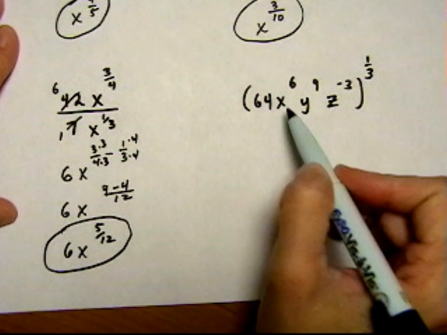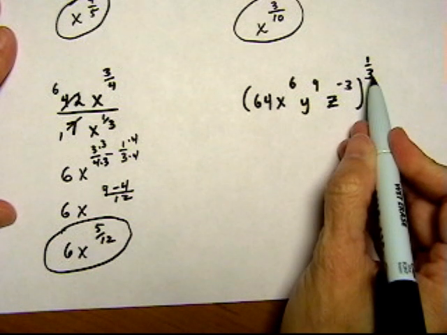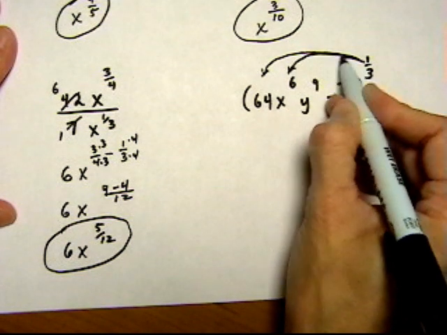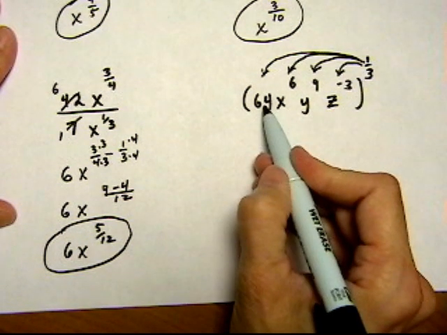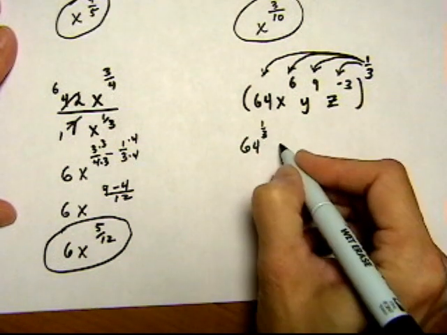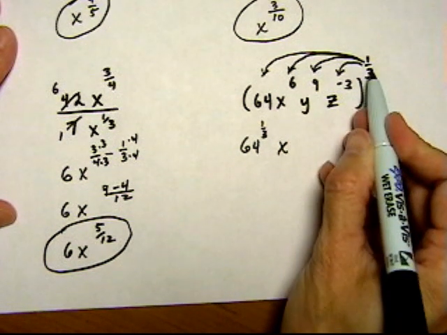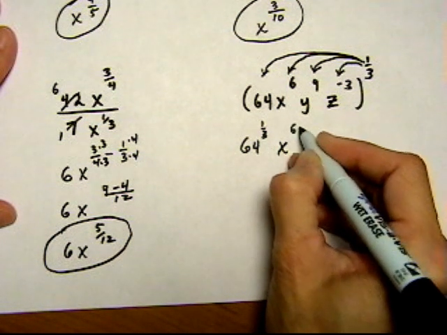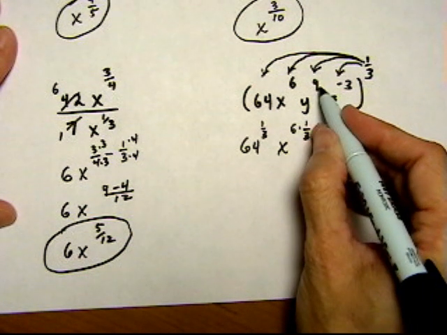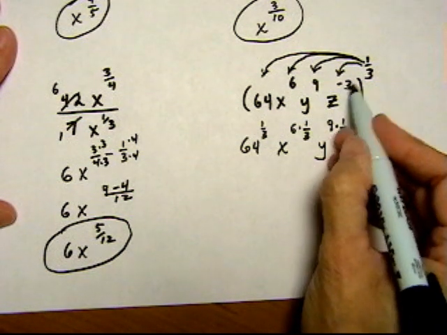And our last problem, we have a bunch of factors or items being multiplied together, all raised to a power. That means that each of these factors gets the power. So that's 64 to the 1/3, x to the, now this already has an exponent, so it's a power to a power, multiply, so 6 times 1/3, y to the, again there's a power here already, so we multiply 9 times 1/3, and z to the -3 times 1/3.